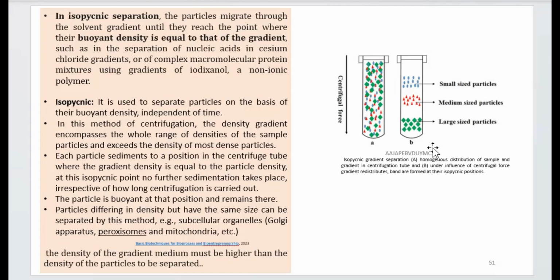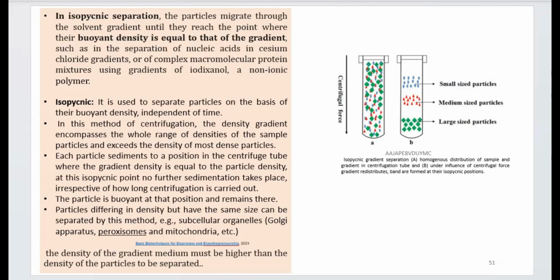Subcellular organelles like Golgi apparatus, peroxisomes, mitochondria, etc. you can separate. In the first tube, what you see is a homogeneous distribution of sample and the gradient in the tube. As you apply the centrifugal force, see the arrow indicated here, this is how you get the fractionation of the components. When you are running centrifugation in a gradient, the gradient gets redistributed and bands are formed at their isopycnic positions. The density of the gradient medium must be higher than the density of the particle to be separated. That is a key point to remember.